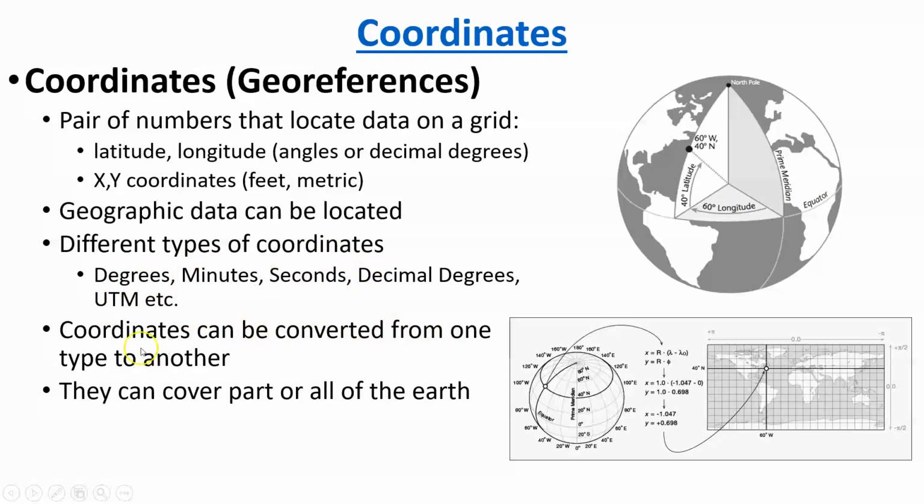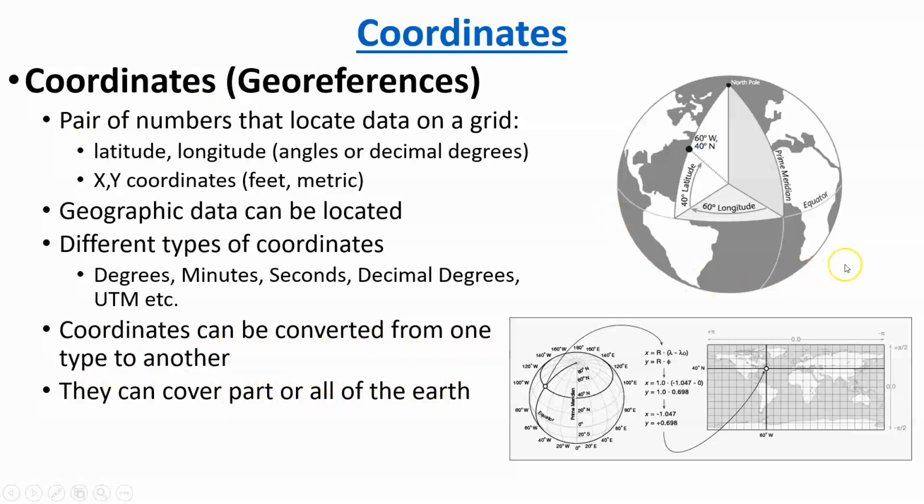Coordinates can be converted from one type to another. Our software is able to do that. We don't have to know all the math these days, and so that's where GIS software has become really useful in doing all the mathematical work, heavy lifting in the background as well. And coordinates can cover part or all of the Earth.